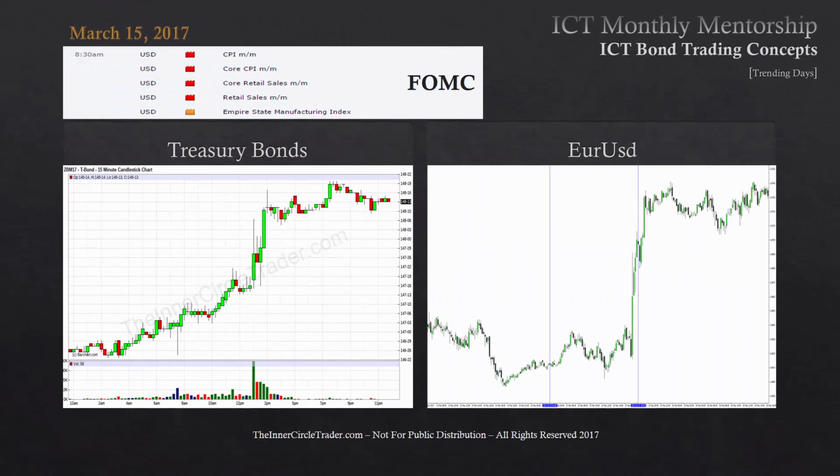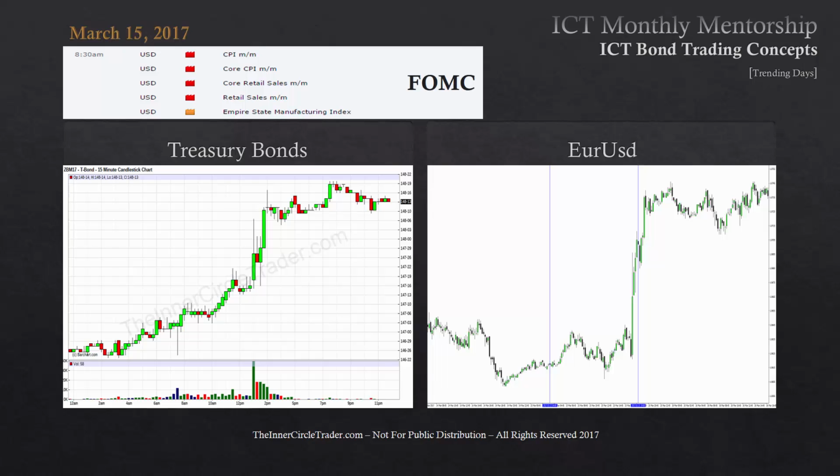Okay, our last example here, looking at the same date, March 15, 2017. The economic calendar stays the same. Treasury bond chart stays the same. Again, it's rallying up from the New York 8:30 a.m. time period when the news hits the market. It's in a discount array, moving away in institutional order flow bullish on the daily chart. The 15-minute time frame shows the expansion higher.